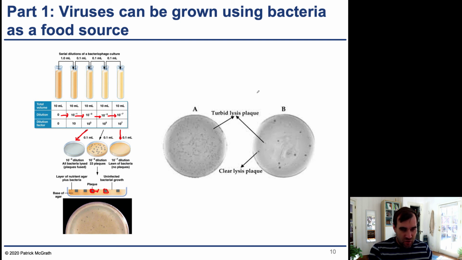All right, so that is the end of part 1, and now we will get into genetic exchange between the bacteria.